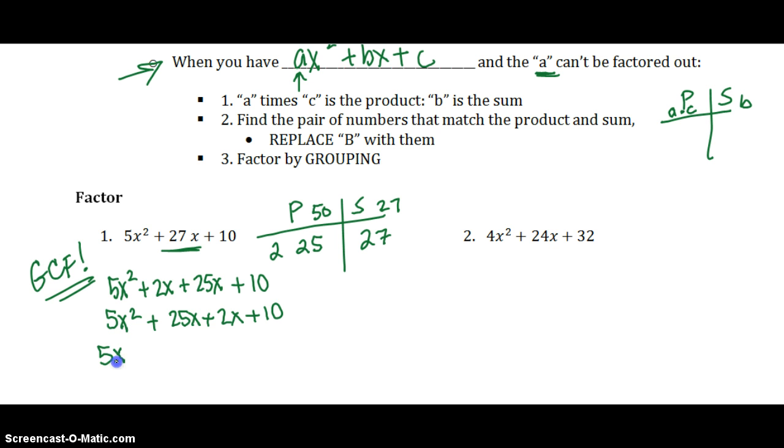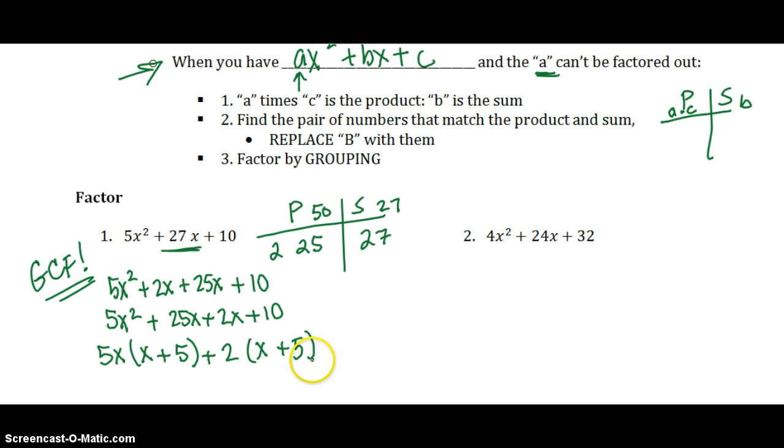This is just factoring by grouping. I'll have an x left and a 5 left. So what can I factor out of 2x and 10? I can factor out a 2, which thankfully I have an x left, and I'll have a 5 left.